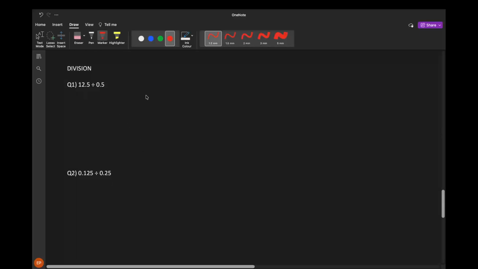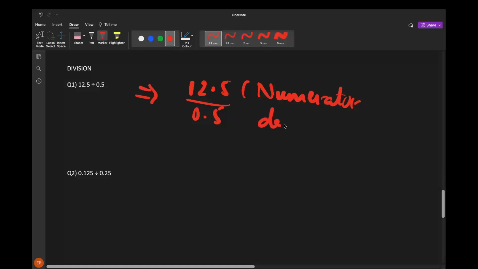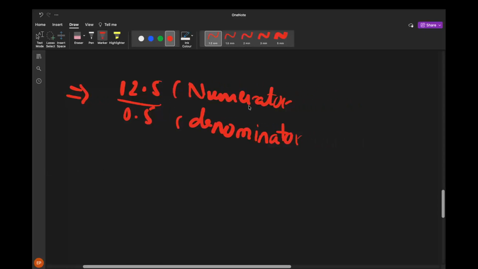Now we come to division. In division, initially I told some steps for doing division with decimal points. It is 12.5 divided by 0.5, right? First calculate in which side, numerator or denominator. This is called the numerator, and the one below is the denominator. First check both numerator and denominator: in which side do we have more digits after the decimal? Both have the same, right? How many? 1 and 1 only. So we can multiply both with 10.